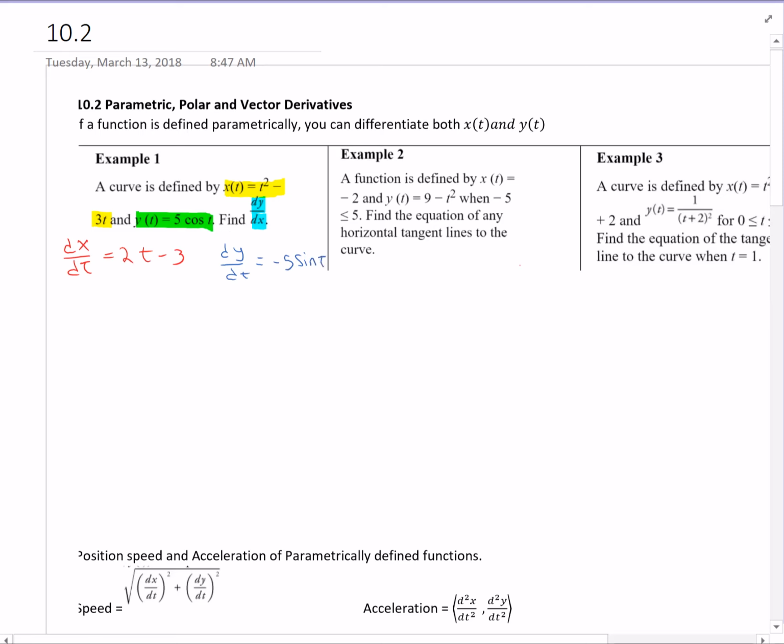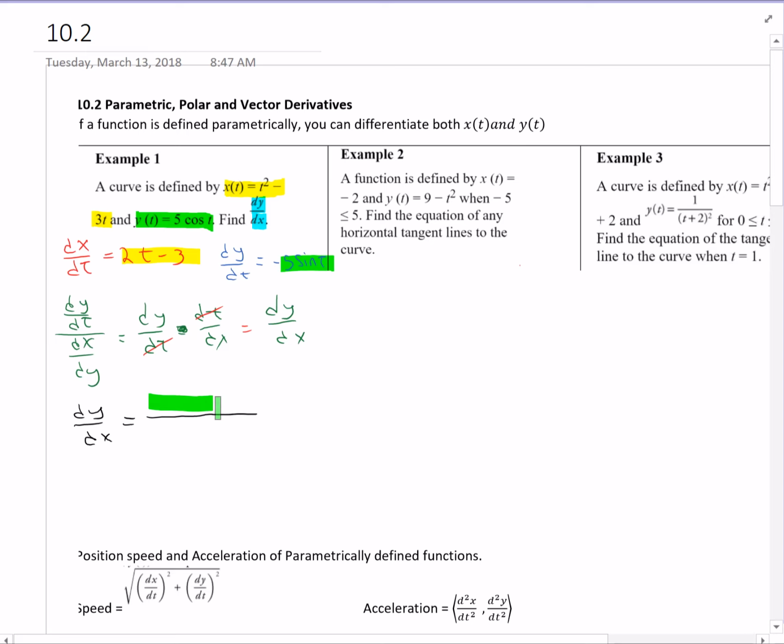And then if we want dy/dx, if I divide dy/dt by dx/dt, you can see how this works out: multiplying by the reciprocal, this is dy/dt times dt/dx, and the dt's will cancel and you'll be left with dy/dx, which is what we want. So basically, if I want the derivative of y with respect to x, I need to take dy/dt and divide by dx/dt.